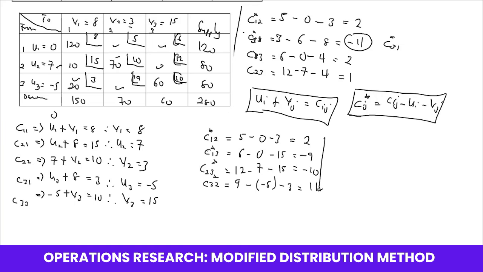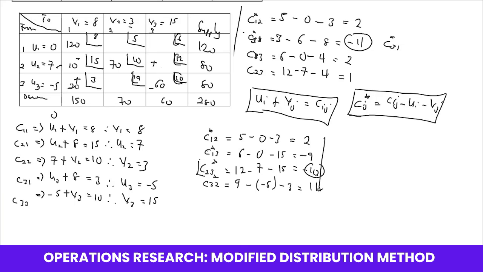Since we have negative values, it means that our solution is not optimal. So we take the most negative value, and the most negative value is minus 10, that's C23. This is cell 23. So you start with plus, minus, when you move to this side, plus, and then minus. So this is a complete closed loop.